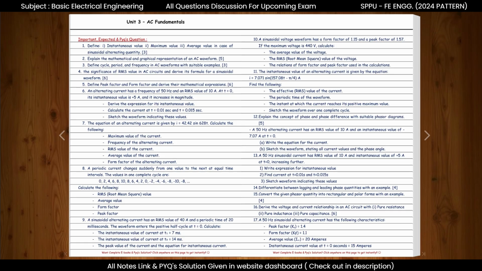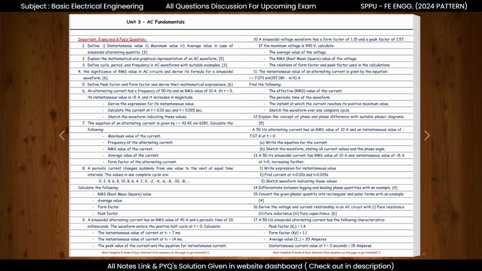From this topic, we can expect questions such as, differentiate between lagging and leading phase quantities with an example. A waveform is said to be lagging if it reaches its zero crossing or peak later than another waveform, and leading if it reaches earlier. For example, in an inductive circuit, current lags voltage, while in a capacitive circuit, current leads voltage.